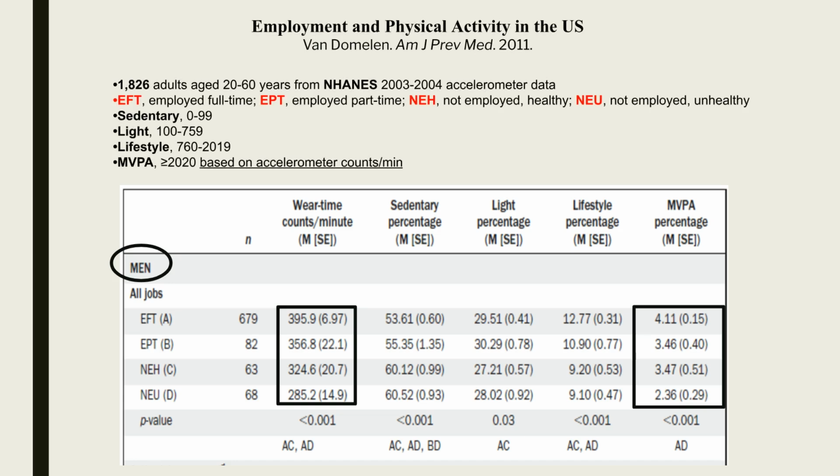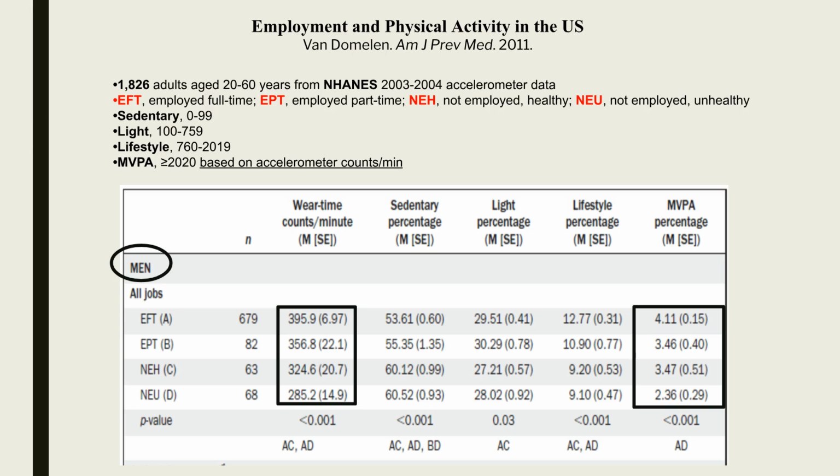The study included 1,826 adults aged 20 to 60 years from National Health and Nutrition Examination Survey 2003-2004 accelerometer data. This is a one-time data collection of both physical activity and employment information. Participants were categorized by employment status: full-time, part-time, not employed but healthy, and not employed and unhealthy. Physical activity was classified into sedentary, light activity, lifestyle activity, and moderate to vigorous physical activity.